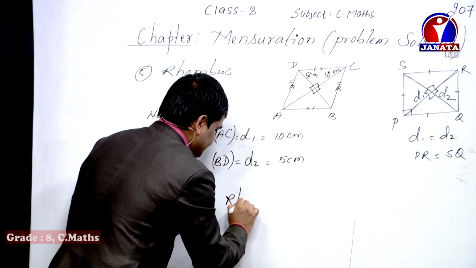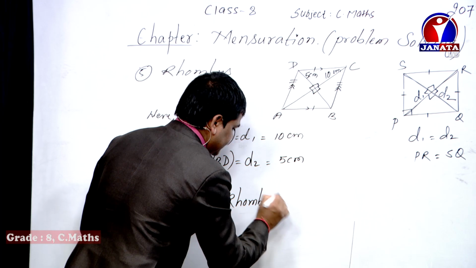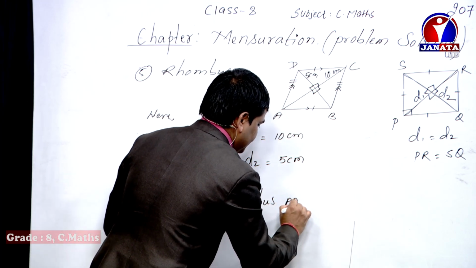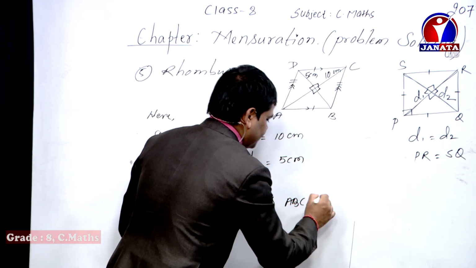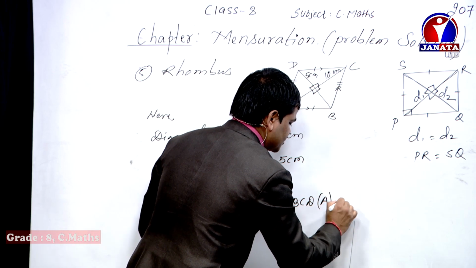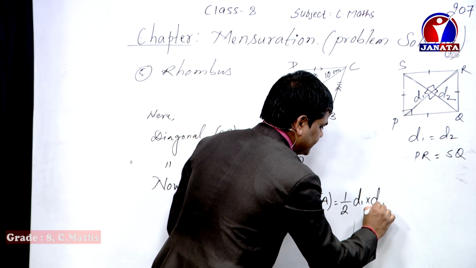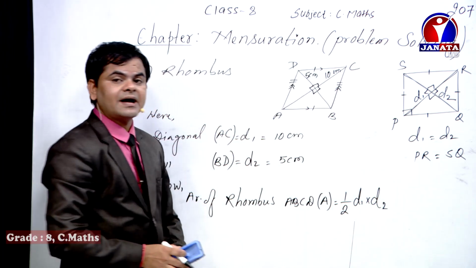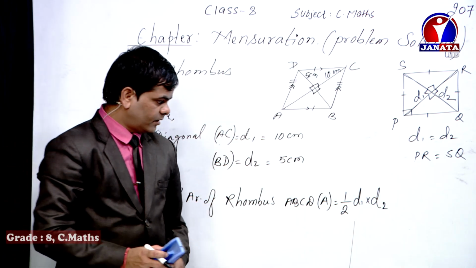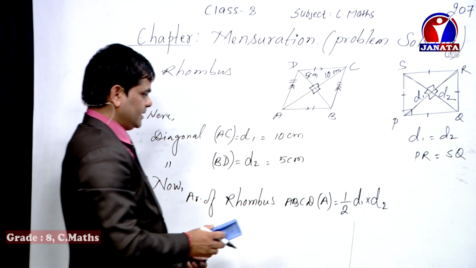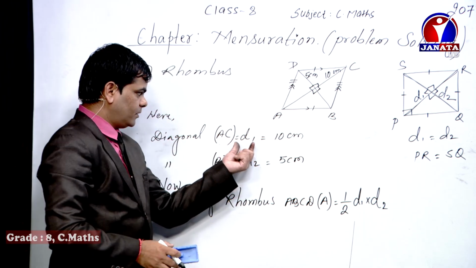Now if we have to find out the area of rhombus, this is rhombus. So area of rhombus, what is the name of the rhombus? ABCD, in bracket you can write A equals 1 by 2 d1 into d2. This is the formula of area finding of the rhombus. So we have already been given the values of d1 and d2.